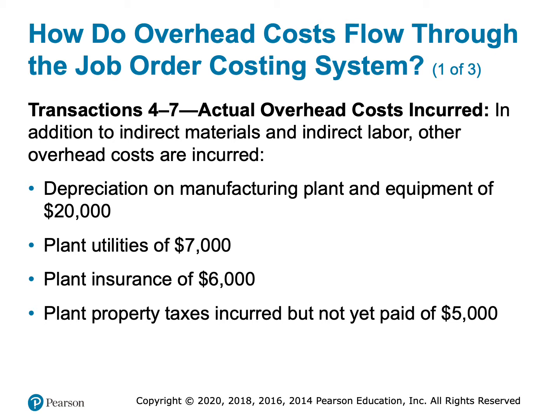So here we've got a list of some costs that we had. We've got the depreciation on the manufacturing plant and equipment. We've got the plant utilities. We've got the plant insurance. We've got the plant property taxes that we have incurred but not yet paid of $5,000. So since all of these have to do with the factory or the manufacturing facility or the plant, all those words we used interchangeably, we know that these are all product cost. Since they're not direct materials or direct labor, these have to go through overhead. So all of these costs are going to be put into the overhead account.